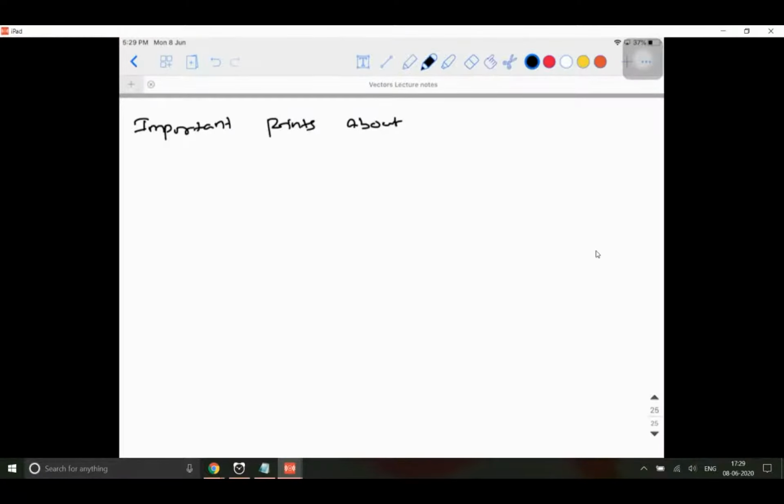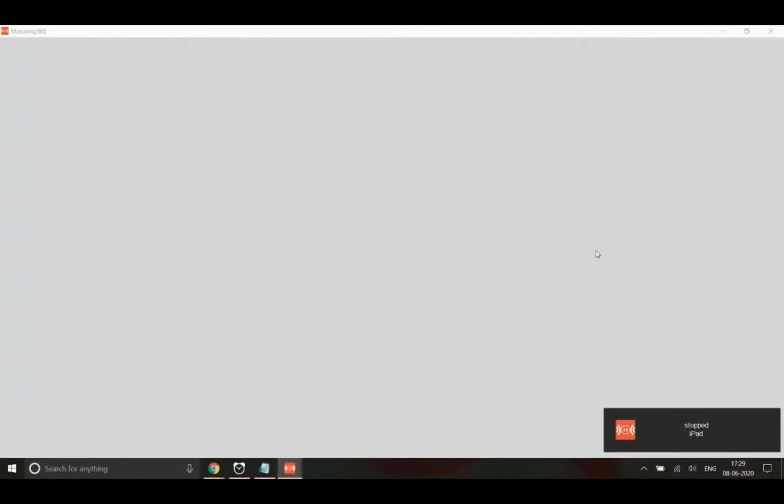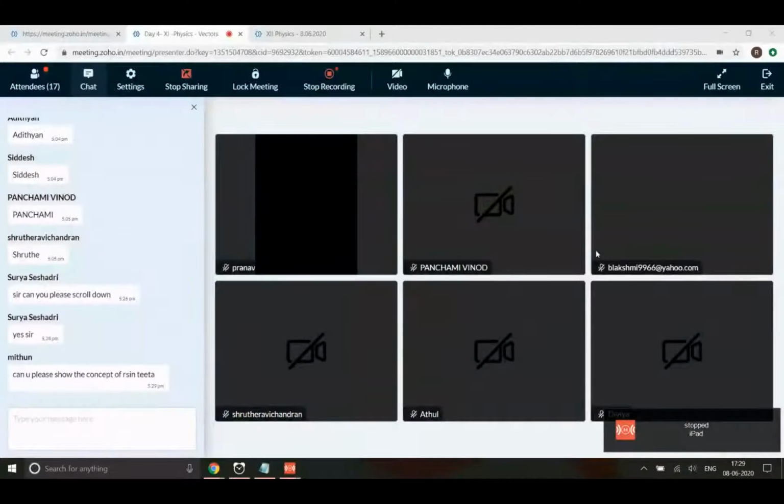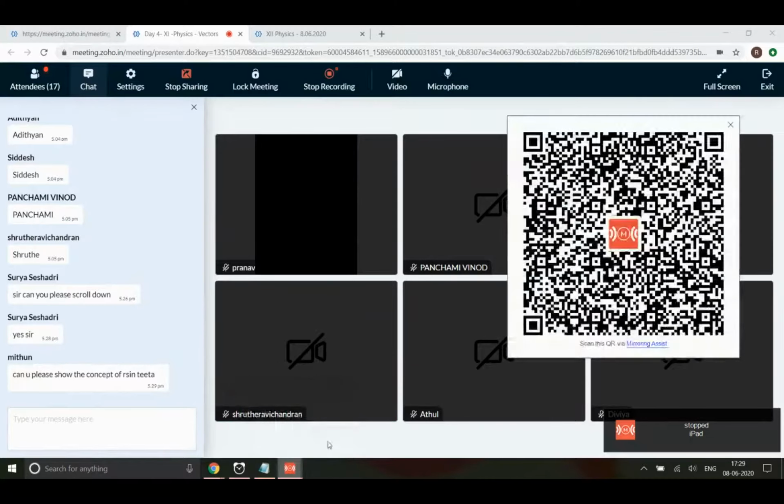Important points about dot product. The first one is A vector dot B vector is going to be equal to magnitude of A vector into magnitude of B vector into cos theta.